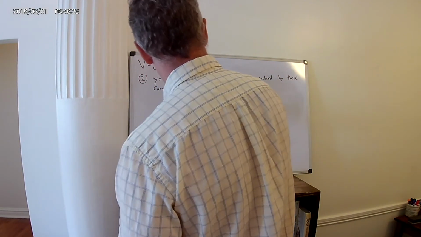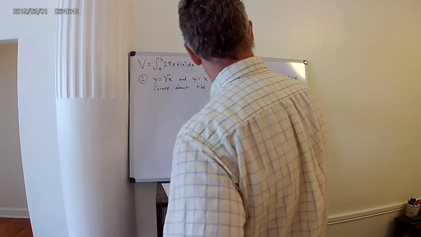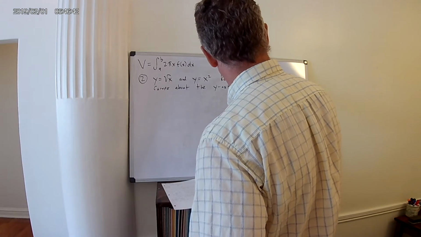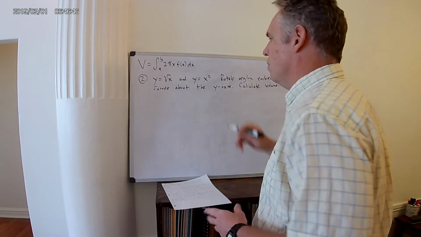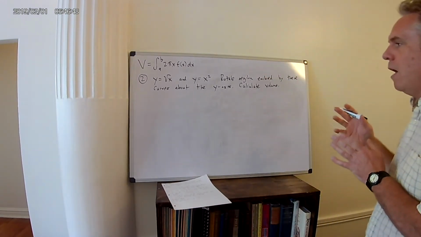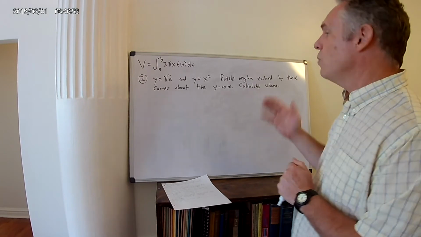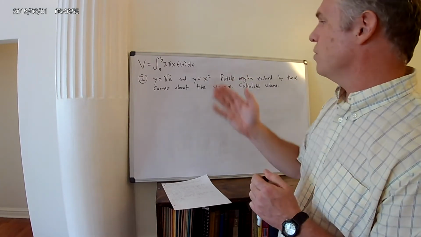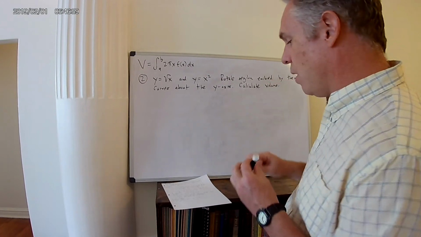about the y-axis, we're going to calculate the volume. So we have these two curves, and these two curves enclose a certain area, or a certain region. And if we rotate that region about the y-axis, that will create a solid object. We're going to calculate the volume of that solid object.